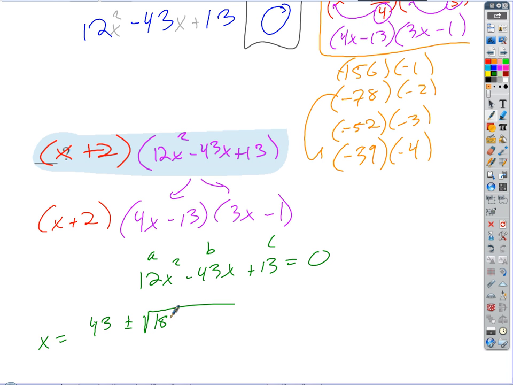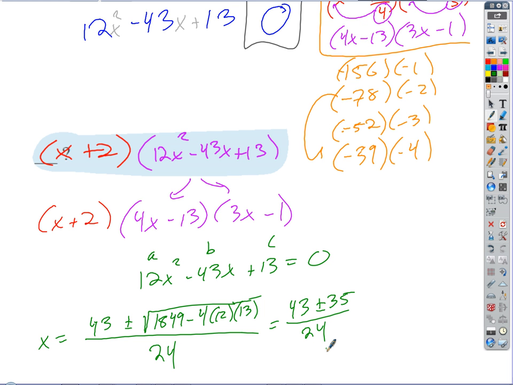That's 1849 minus 4 times 12 times 13, all divided by 2a, so 2 times 12. Okay, what's that give us? If we just do the calculator work here, what's that give us? We get the square root of 1849 minus 4 times 12 times 13 is 35. That all works out to be 35. So we get 43 plus or minus 35 over 24.